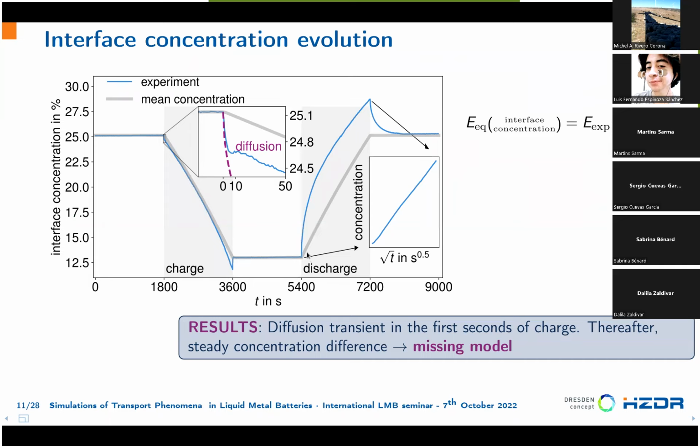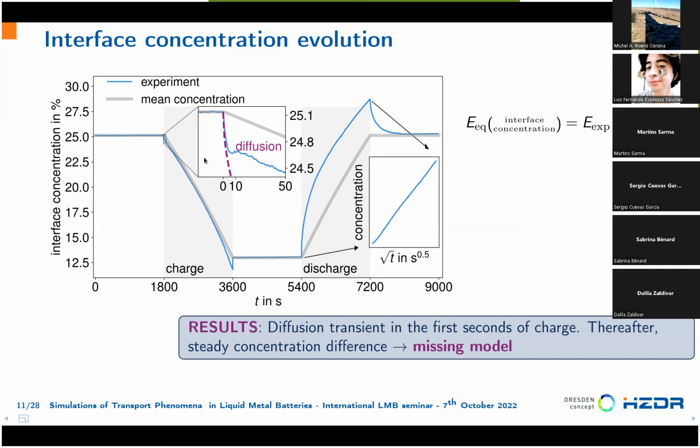Instead, during discharge, we have a very large concentration difference with respect to the mean, that is the gray line. So the blue is the experiment, the interface, and the gray is the mean. And if we just compare with the square root of time scaling that we were expecting for the interface concentration, we see that, yeah, this lies perfectly on a line.